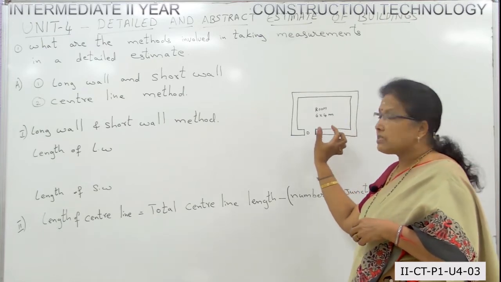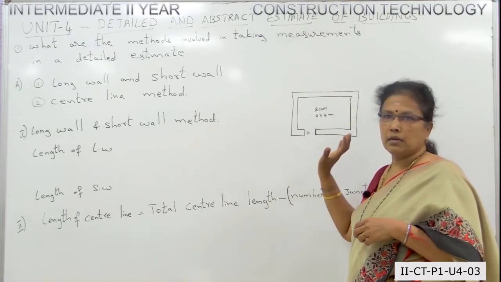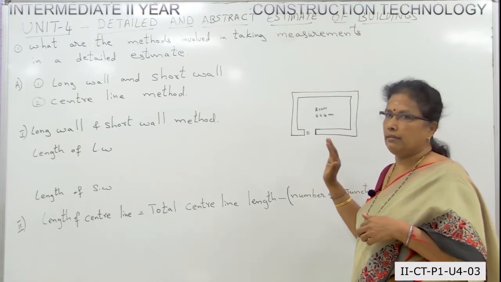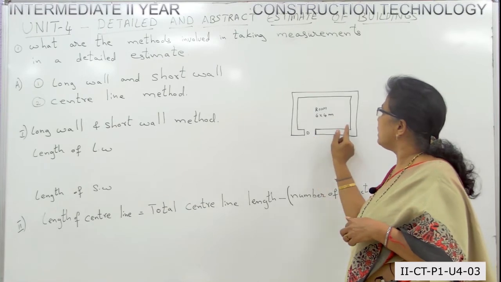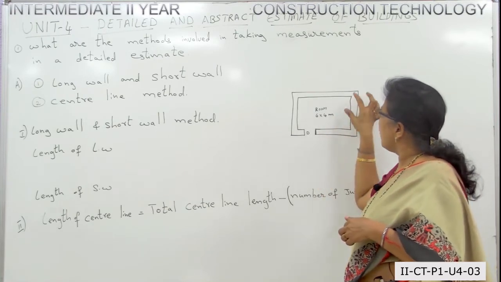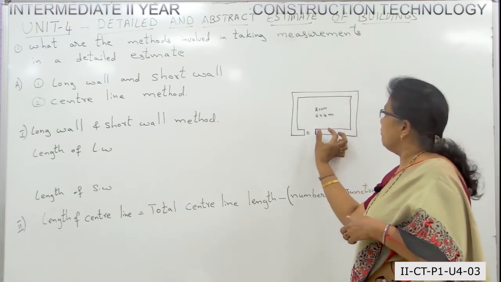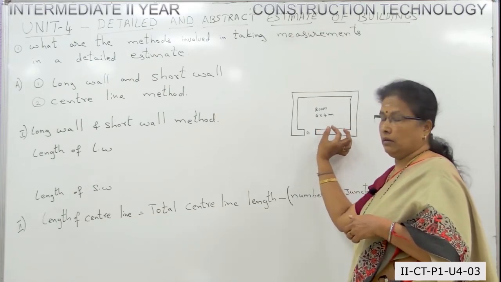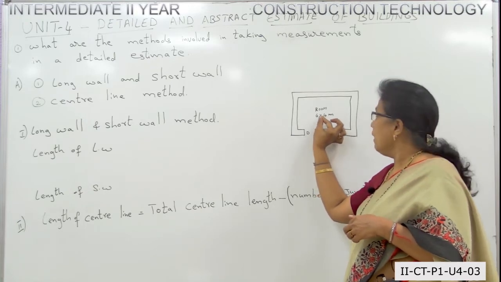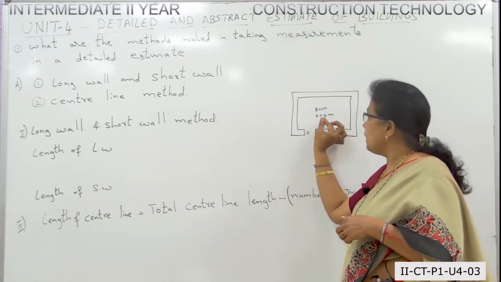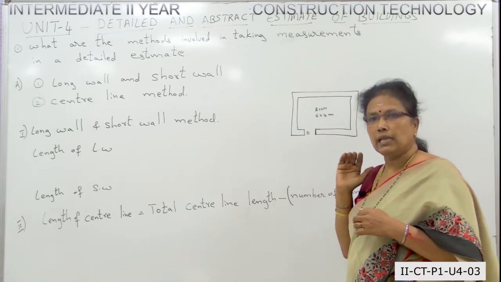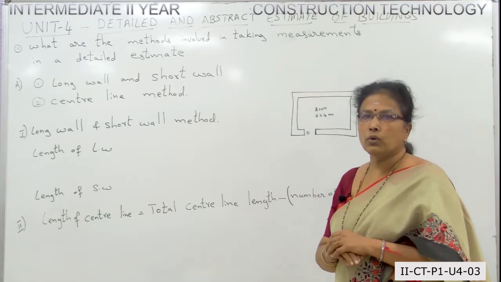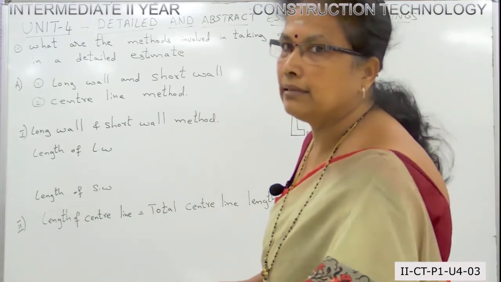The wall you take first is counted as the long wall, irrespective of its length. Suppose this is 6 and this is 4. The one which we take first is the long wall; it doesn't depend upon the length of the line. It only depends upon what you take first as long wall, and next as short wall. Hope you understand. Now, how to calculate the center line length.